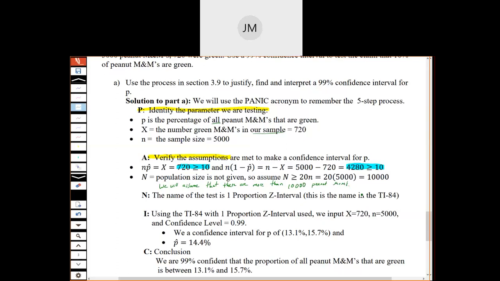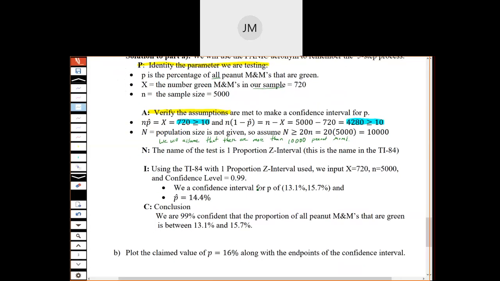Okay, and we don't need these to all exist even at the same time. So if you're eating some, that's not a problem. That's not hurting our population here. All right, after we verify the assumptions, now we want to name the test that we're using. Okay, we're using this one proportion z interval. This name-the-test step should be easy because we're really only covering one test in this class.